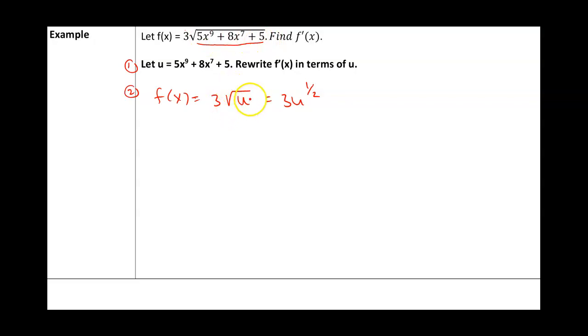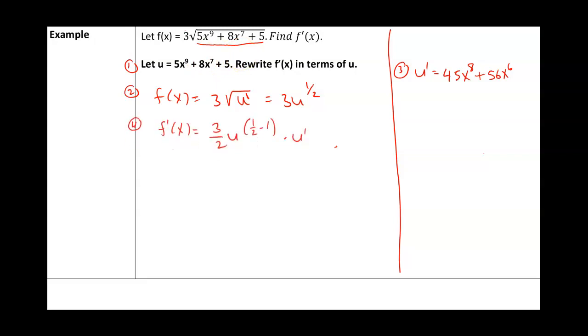And remember, before we take the derivative, we have to convert any roots into rational exponents. So radical u is going to be 3u to the 1/2, because we have an exponent of 1 and a root of 2. Now, if I take the derivative of that, first of all, I need u prime. So that's going to be 45x to the 8th plus 7 times 8, which is 56x to the 6th. That's our standard power rule for derivatives.